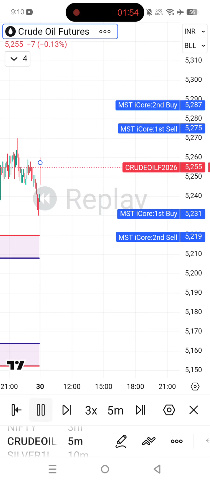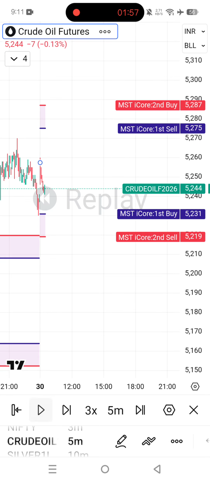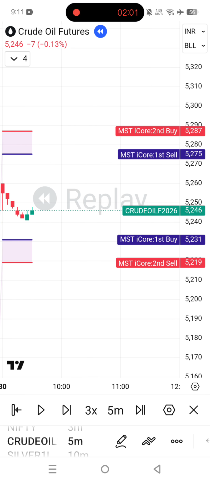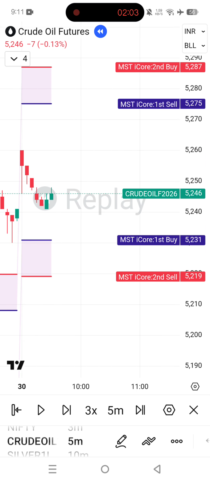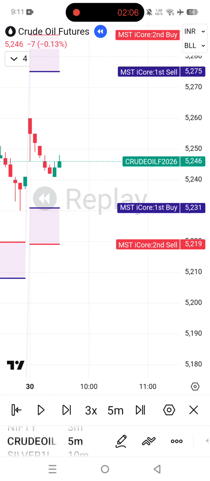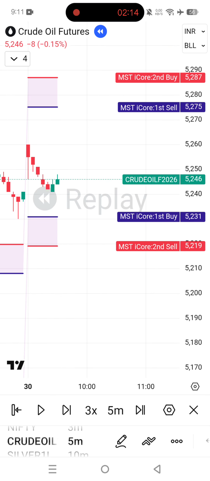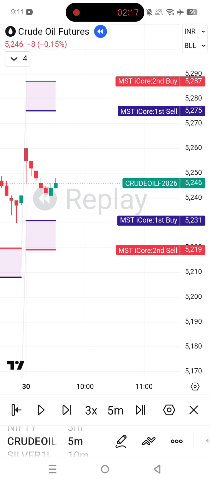See here, the market has just opened, that is for yesterday. Before the price has reached either zone, we have got our zone. The buy zone is at 5231 and the stop loss is 5219. On the upper side, the sell zone is 5279 and the stop loss is 5287. You can keep it in 1 minute or 2 minutes time frame, it's your wish.